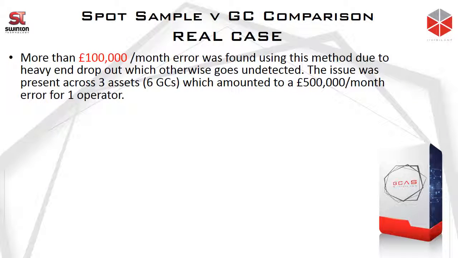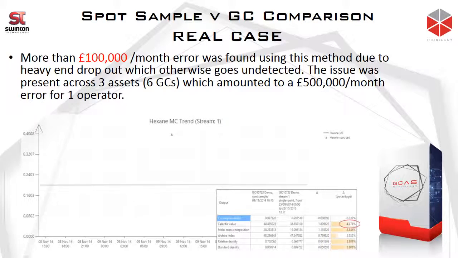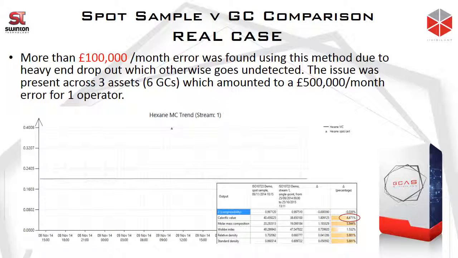I wanted to share with you a real case study, and this is of heavy end dropout, which was discovered using just this method of comparing the spot sample analysis to the GC output. This detected the heavy end dropout, which was actually costing the operator £100,000 a month. We were able to quantify this by calculating the difference in CV. This issue was present across 3 assets, which amounted to £500,000 a month error just for this one operator.